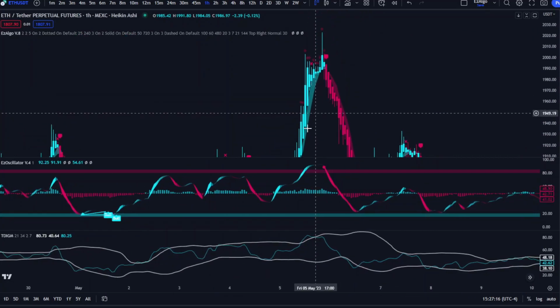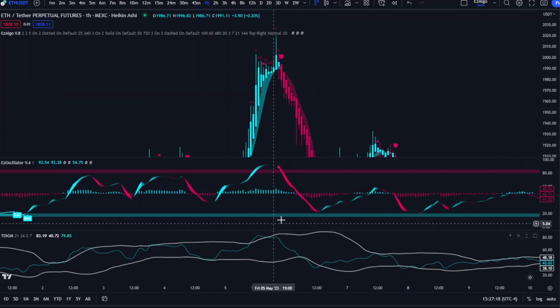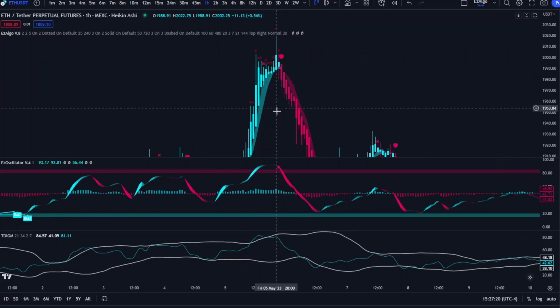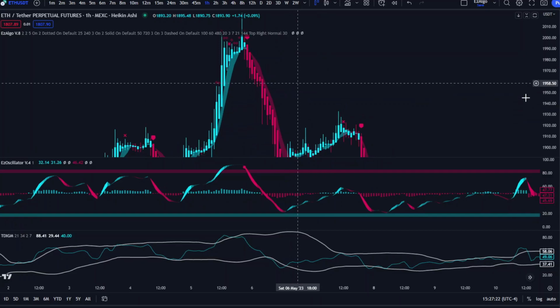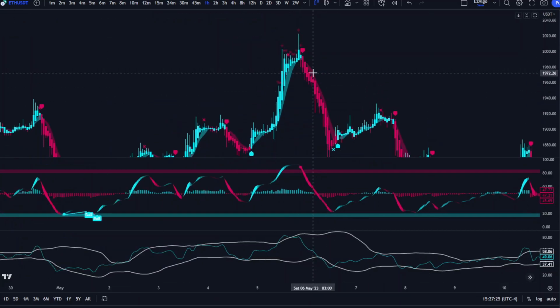Again, price comes up. The shark fin is outside of the bands. We get that oscillator flip. We have the reversal signals, the sell dot, and then that sell signal on Easy Algo, and price comes down.